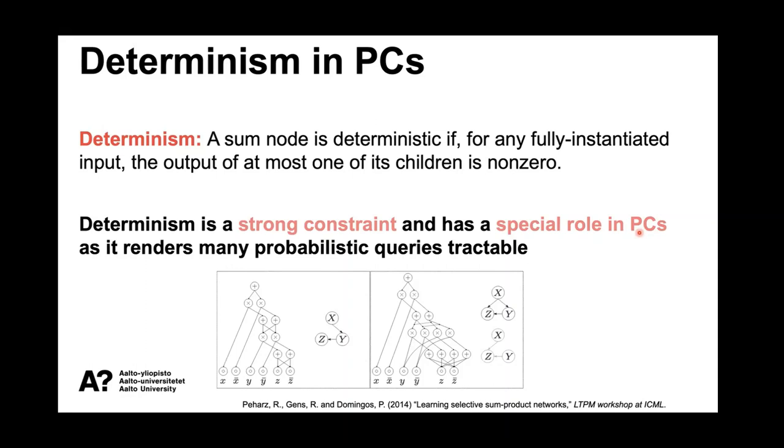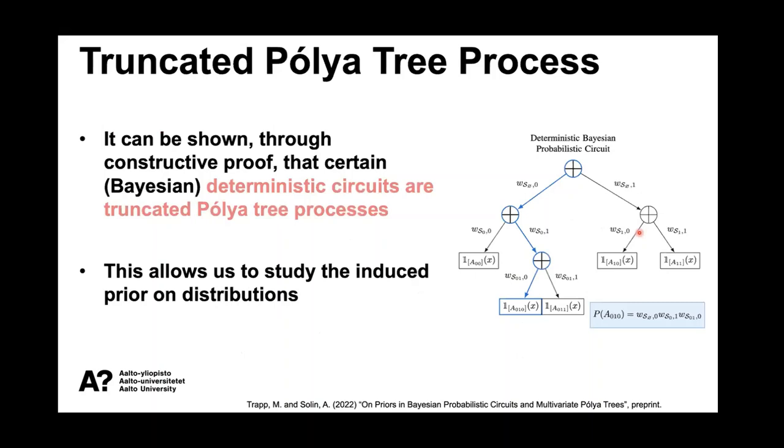And it turns out that for these types of circuits that are deterministic, we can write a constructive proof that if we treat them in a Bayesian way, they are related to truncated Pólya tree processes. Then in the infinite limit, those processes are essentially equivalent to a Pólya tree process. This is quite nice because it allows us to study the prior on distributions that those models are representing.